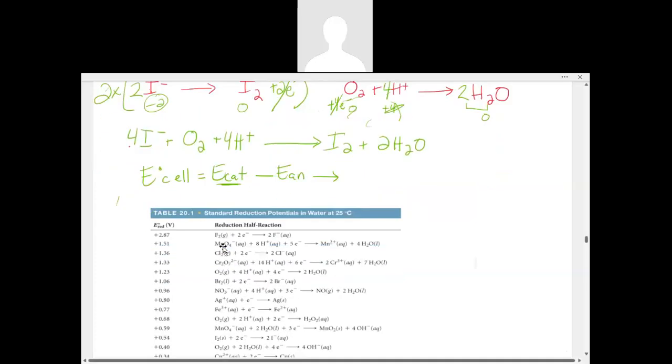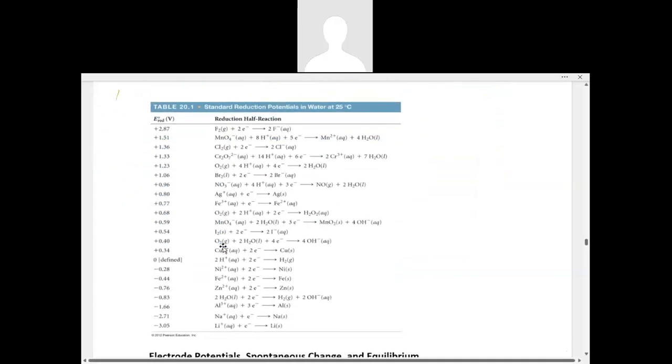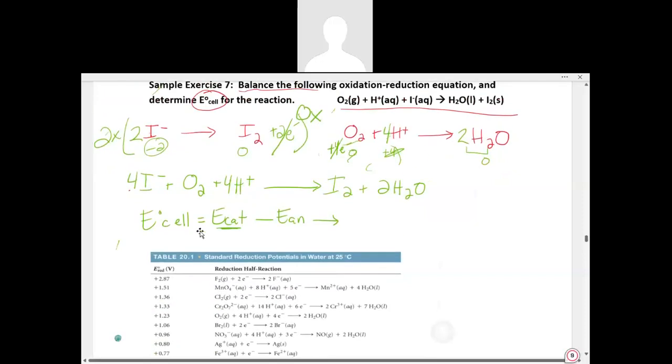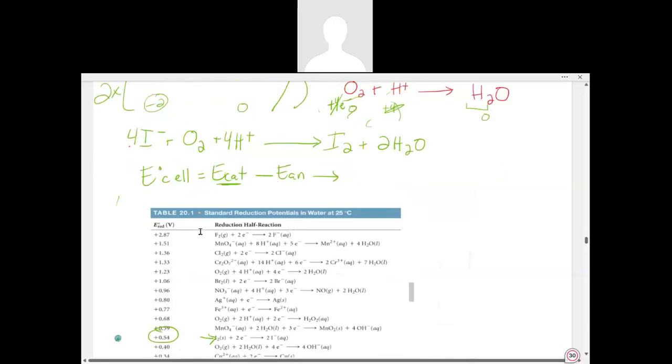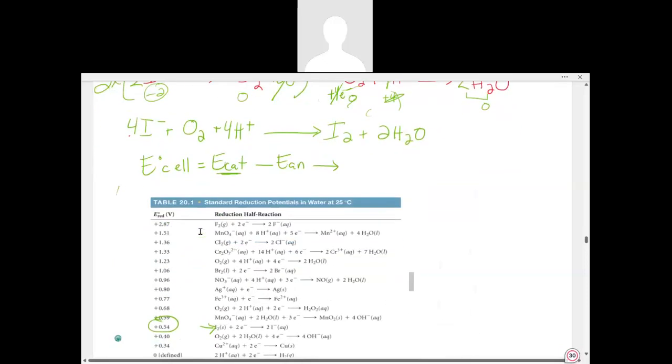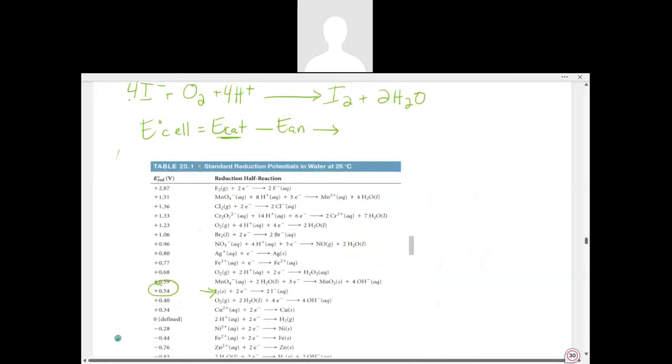So let's go see where that iodine reaction is. We see this right here. I2 plus 2 electrons will give us 2I minus. So that's the reverse. This is a reduction potential. So that is my oxidation equation. So all looks good. What I'm going to do is plug that in to my anode. So minus, this time, 0.54.